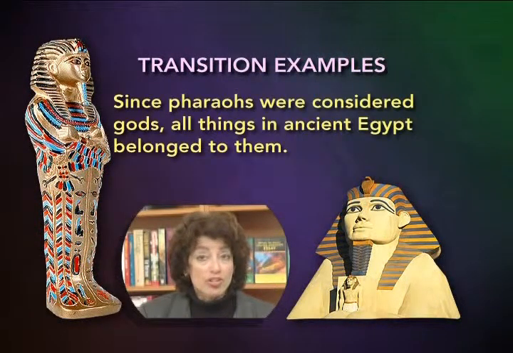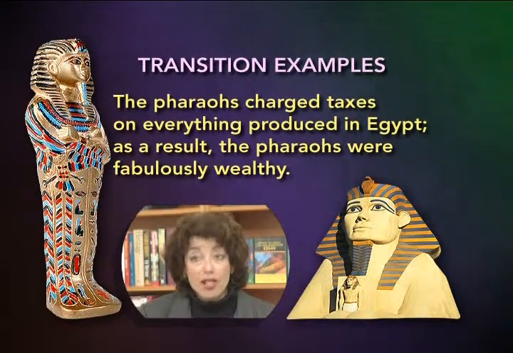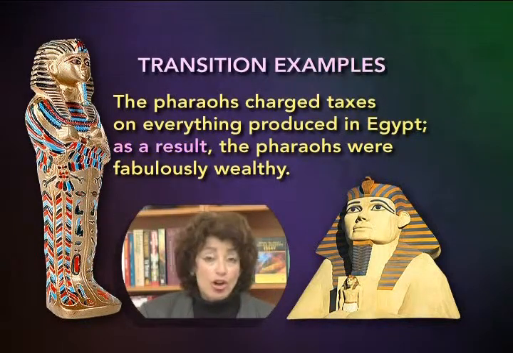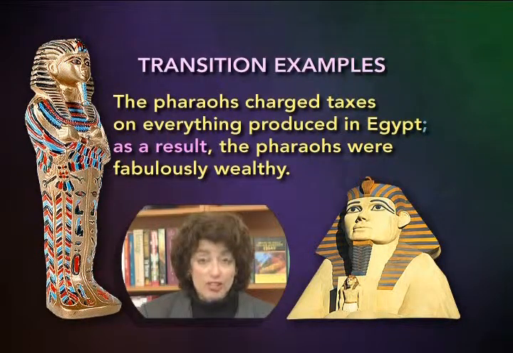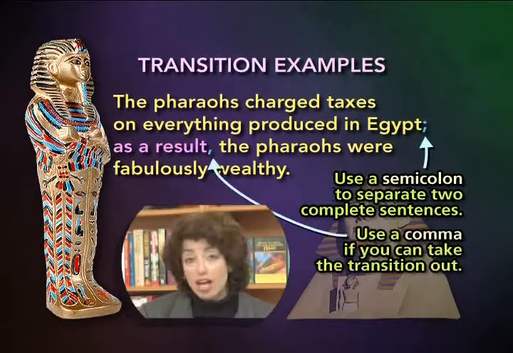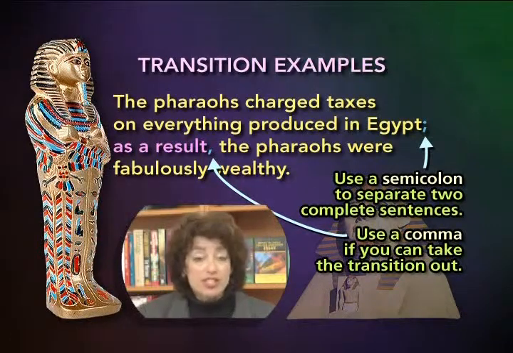Since pharaohs were considered gods, all things in ancient Egypt belonged to them. Notice the transition, since. The pharaohs charged taxes on everything produced in Egypt; as a result, the pharaohs were fabulously wealthy. Notice the transition as a result. Also notice, by the way, the semicolon before as a result and the comma after. I'm using a semicolon there to separate two complete sentences, and a comma after result because I can take that transition out. It's a very standard and a very useful way to construct your sentences.